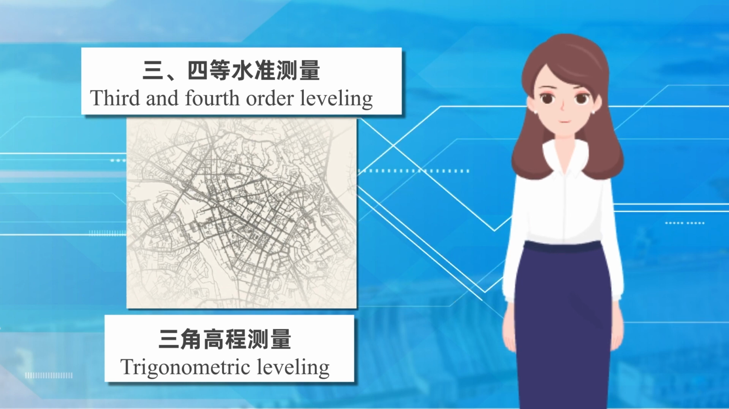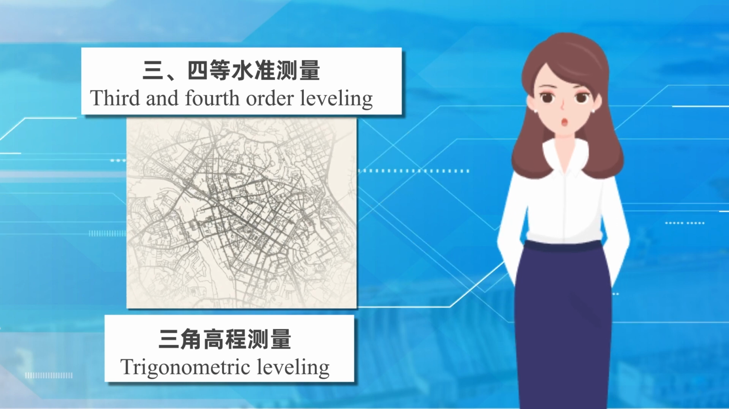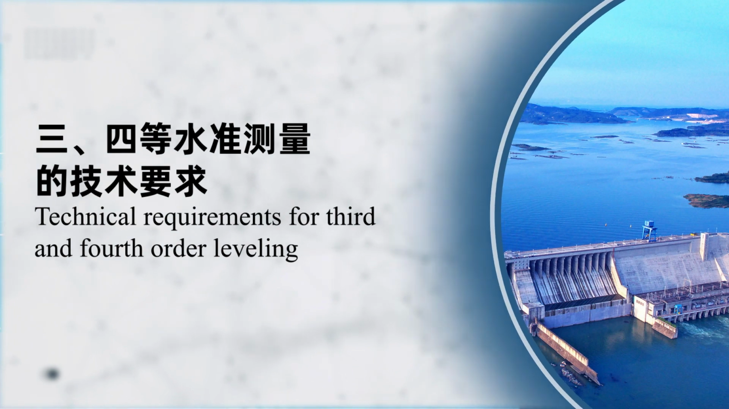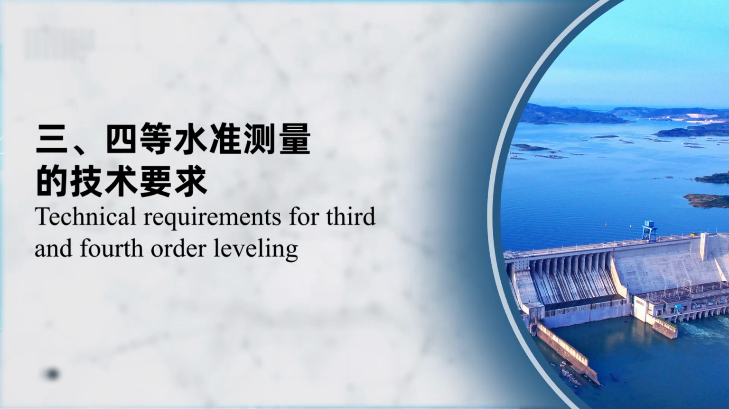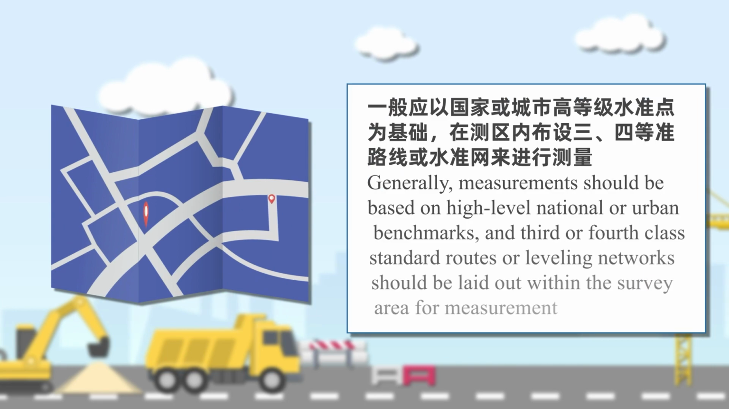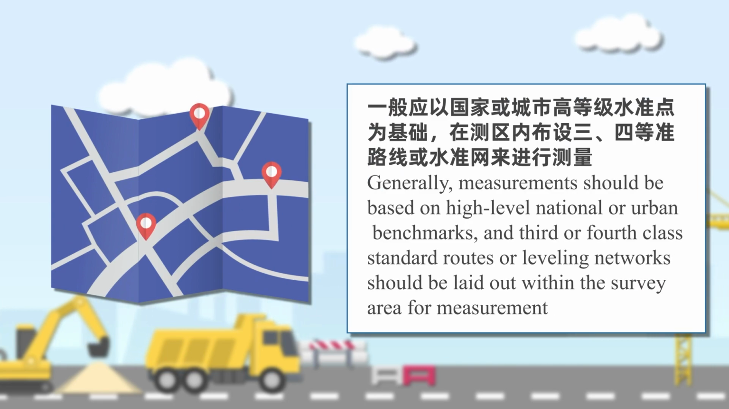Today, we will focus on learning the common methods of elevation control measurement, 3 and 4 leveling surveys. First of all, let's look at the technical requirements of 3 and 4 leveling surveys. 3 and 4 leveling surveys should generally be based on national or city high-grade leveling points, and 3 and 4 leveling lines or leveling networks should be laid in the survey area.